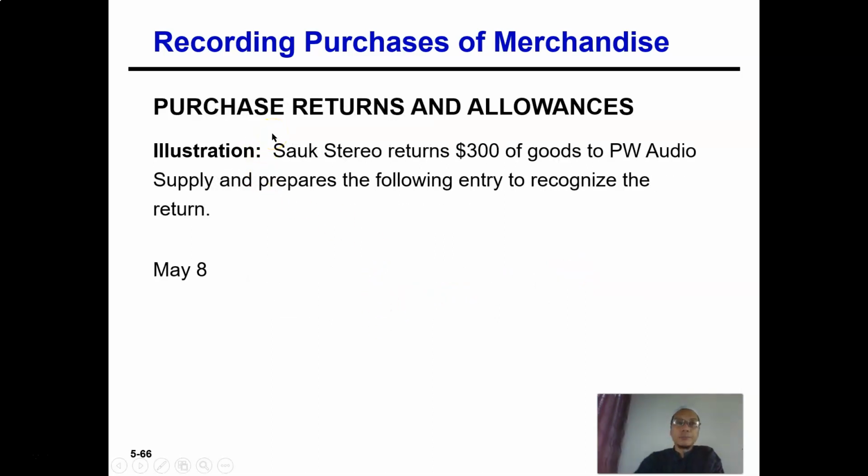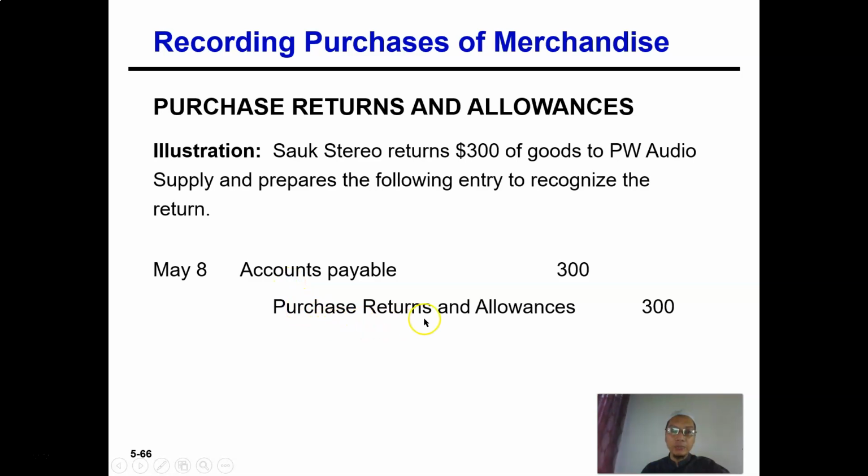If there's a purchase return and allowance, previously we would update our inventory account again. We would credit our inventory account because our inventory cost is reduced due to the purchase return and allowance. But here we will credit our purchase returns and allowance account. Okay, we will credit a separate account for this. Of course, we will debit our accounts payable because we are reducing what we owe to our supplier.